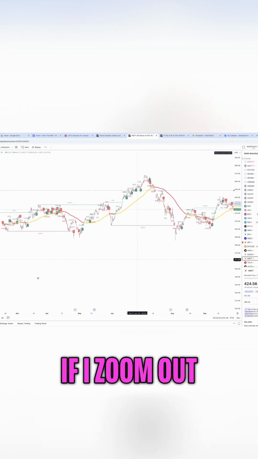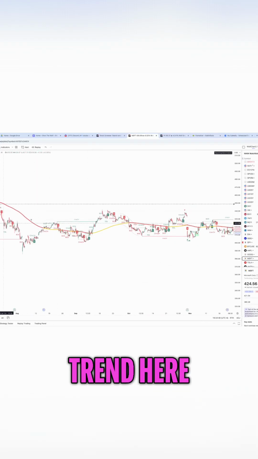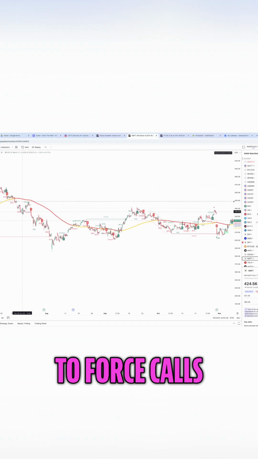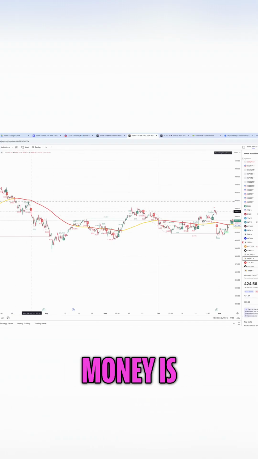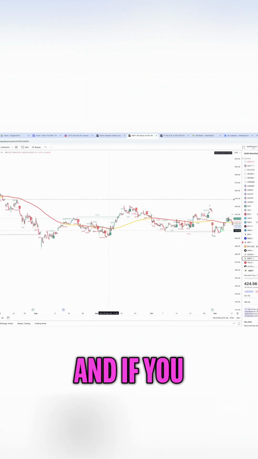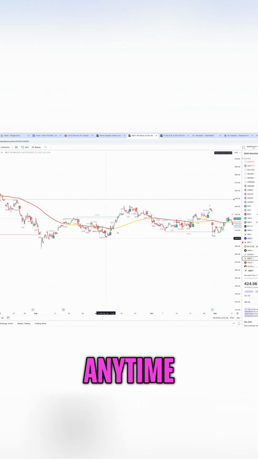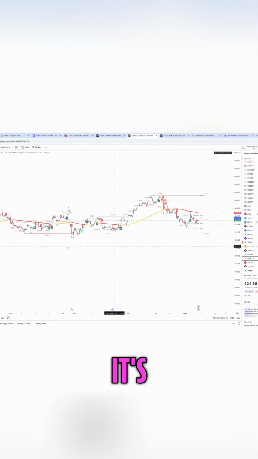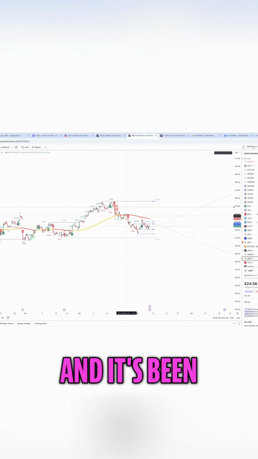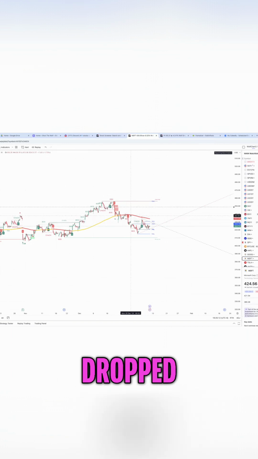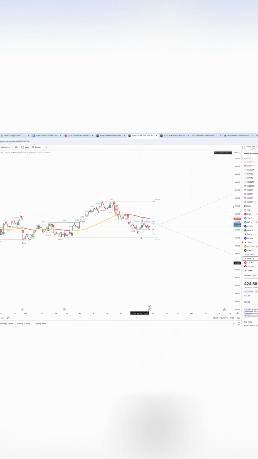And so if I zoom out here, you got a bear trend here. If you were trying to force calls, you had to be very quick and be in and out with calls, because overall all the money is to the downside, right? And if you were in puts here versus calls, all the money was being made to the downside. Anytime you're losing that 200, you see that it's immediately bearish. Like Microsoft is under the 200 right now, and it's being sold off. It dropped about $10 to $14 since it lost the 200.